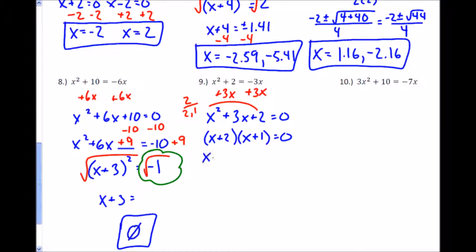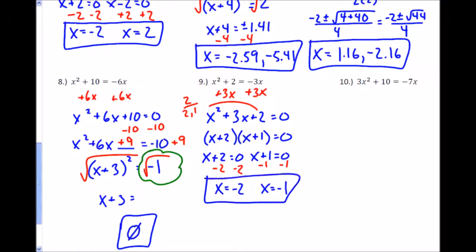And now I set each factor equal to 0 and solve each. I subtract the 2 from each side. That gives me x equals a negative 2. I subtract the 1 from each side, and I find out that x equals a negative 1, and those are my two solutions.